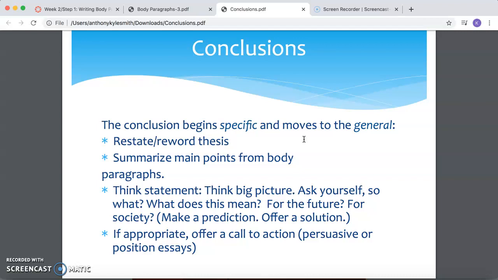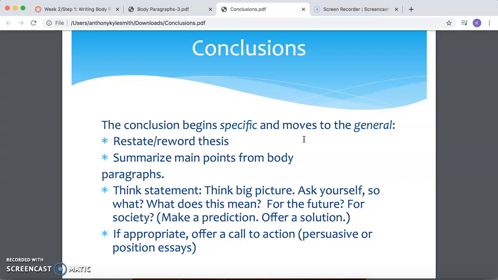So in conclusion, comma, restate that thesis, not word for word how you have it in the introduction, reword it a little bit. Then you summarize the main points from your body paragraphs in a couple of sentences, and then you provide what I call a think statement. So that's the last sentence or two of your essay. Think big. Go big or go home on this one.